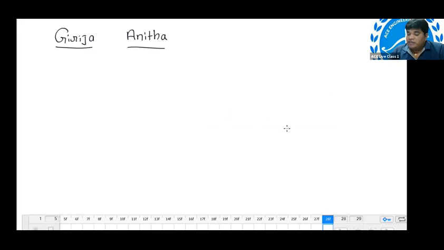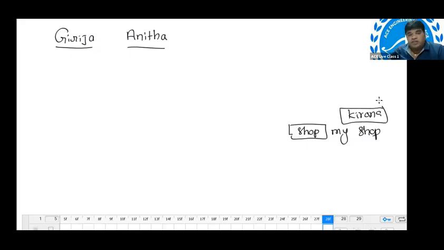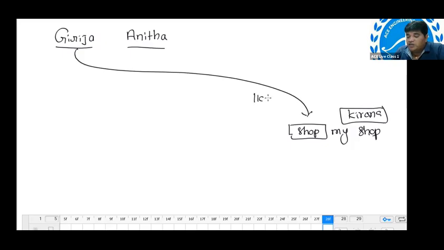So Girija and Anita, this is my shop. All of you observe, this is my kirana shop, a wholesale shop. Girija and Anita both are best friends. Girija came to my shop and asked for 1 kg rice. Regularly, she takes only 1 kg rice. 1 kg costs 30 rupees. I sold at 30 rupees.